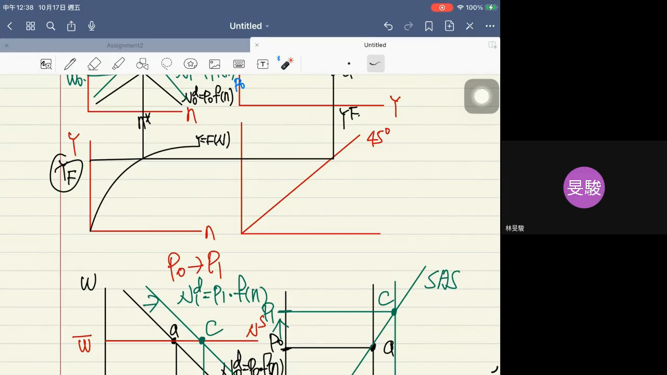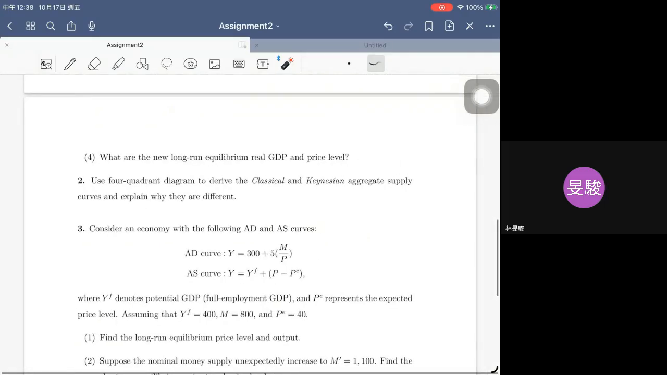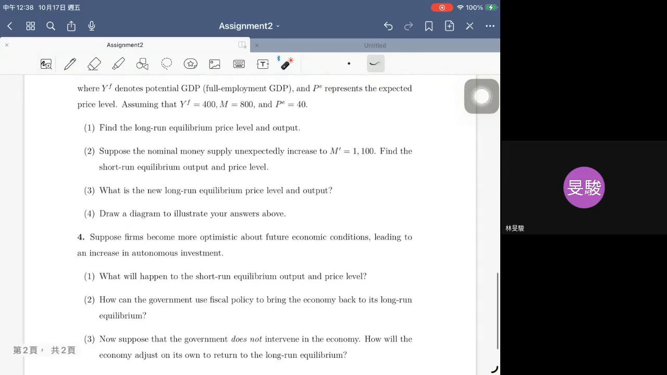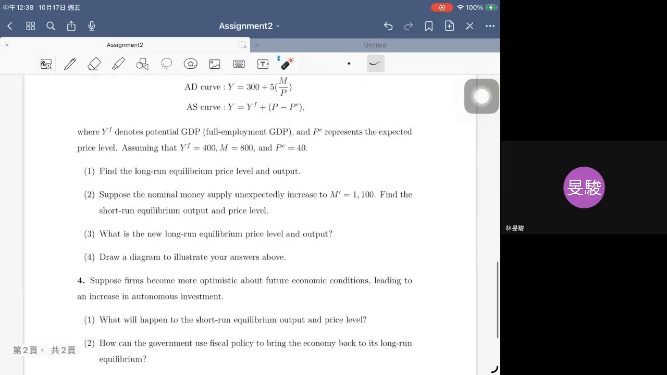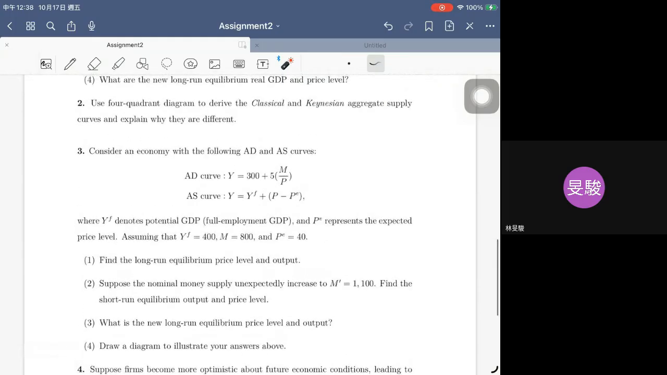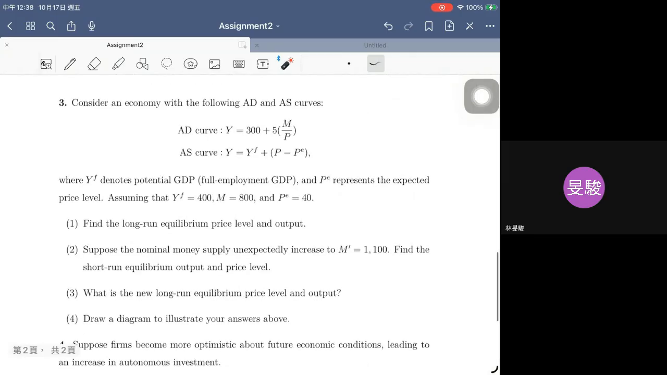So this is question 2. We have finished. Is there any question? No. Okay. Let's solve the following question. Question 3.